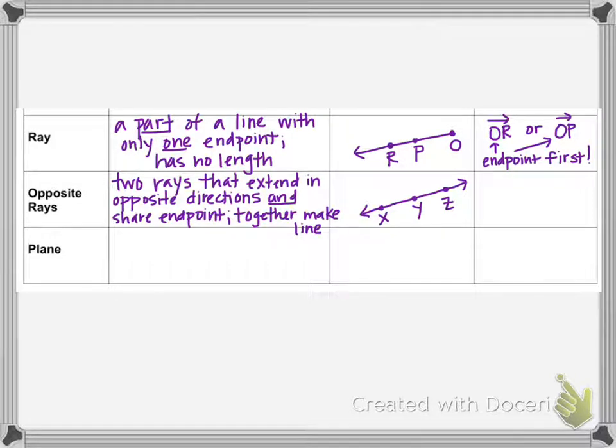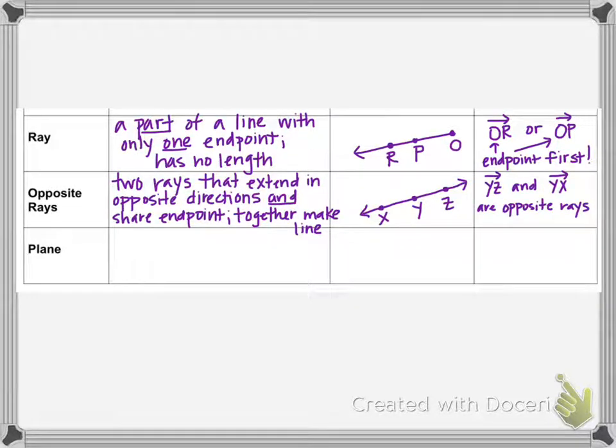This sketch shows a ray that starts at Y and goes towards Z to the right side. It also shows another ray that also starts at Y and goes through X and points to the left side. Together, they make opposite rays, or a line.